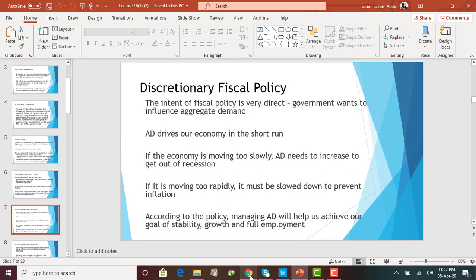So under the discretionary policy, the government has to act directly in order to influence the aggregate demand. Basically, when the economy is going through a recession or inflation, the government must do something so that it affects the aggregate demand of the economy directly. So let's say if the economy is moving too slowly, then aggregate demand needs to be increased. If the economy is moving too rapidly, then aggregate demand needs to be decreased. That's what the government can do. They can come in and interfere in the market and control this aggregate demand to bring the economy back to equilibrium.